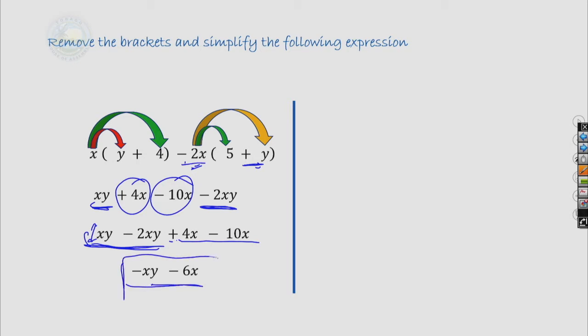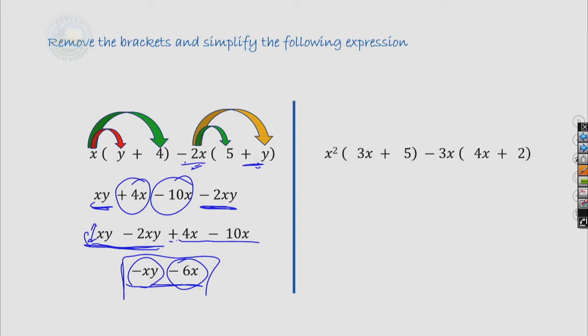So for our final answer here, remember, in algebra, we cannot add or subtract terms that are not alike. So this term is totally different to this one, so those cannot be added or subtracted. So our final answer here is negative 6xy, negative 6x. That's our final answer. What about this case?